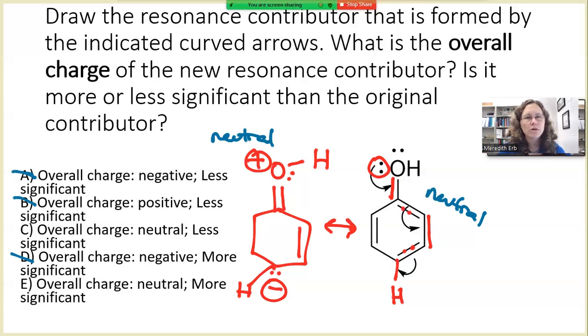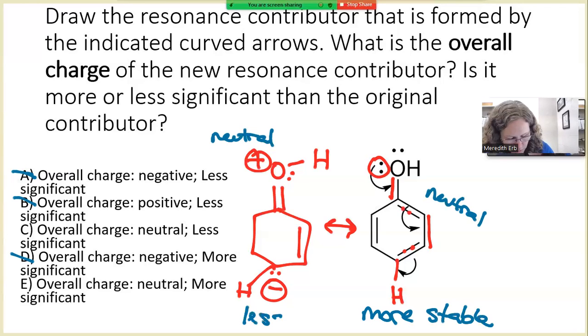Next question, is it more or less significant than the original contributor? This gets at our rules for determining the significance of resonance contributors. One of the very first rules is that a neutral resonance contributor is overall more stable than one that has charges. The original was more stable because none of its atoms had formal charges. And this one is less stable because we have a negative charge on a carbon and a positive charge on an oxygen. So the answer to this question is that it's less significant than the original. So our answer choice should be C.